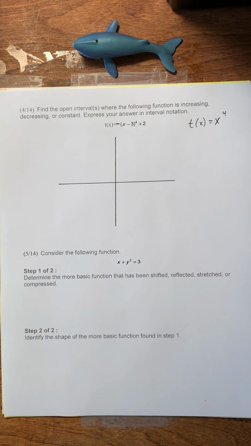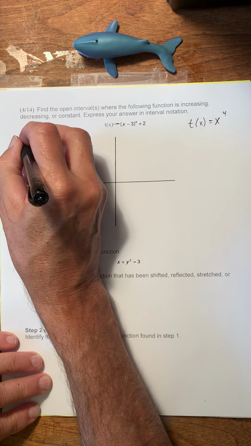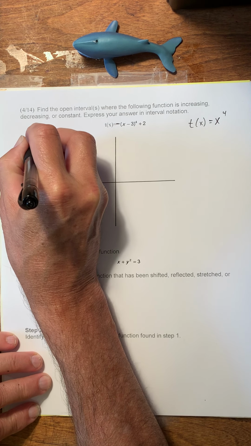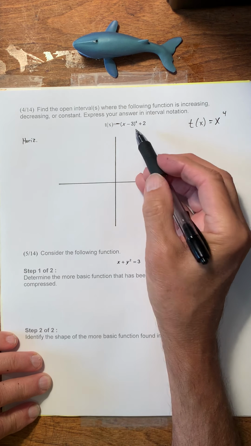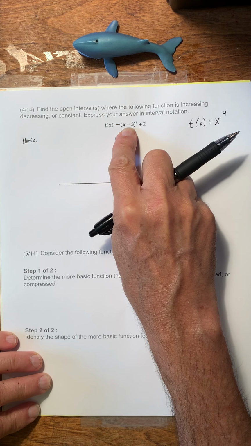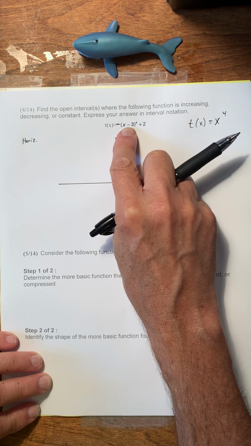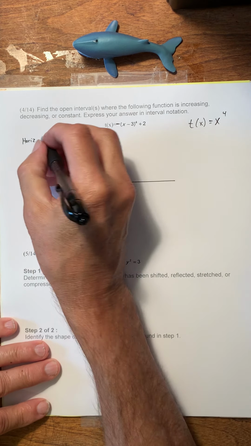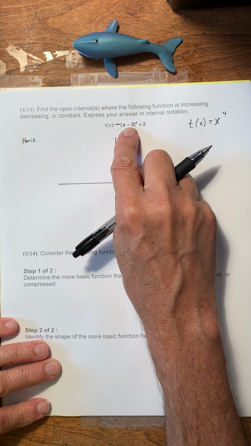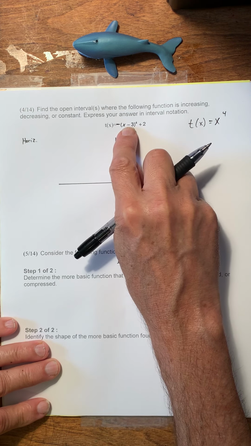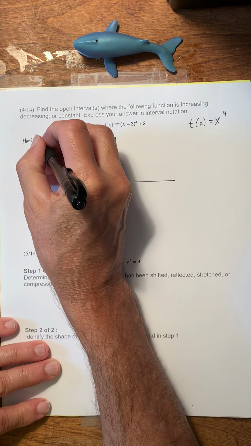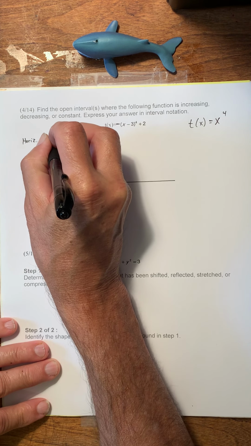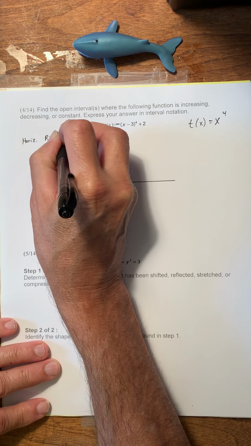Remember this? First of all, is there a horizontal shift? Yes, look at there. Horizontal shift. It's a -3 inside the operation. That means I move it 3 units to the right. It's the opposite of what you'd think. I don't go negative with a negative number. I go to the right. So horizontal, right, 3.